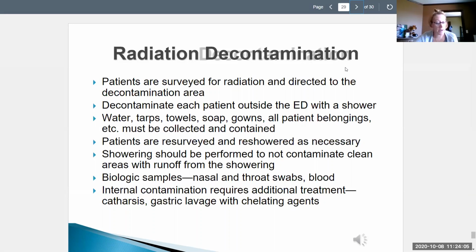And then you'll get biological samples, so nasal and throat swabs, blood specimens. And then internal contamination requires additional treatment. So they might need a cathartic, gastric lavage with those chelating agents as well.